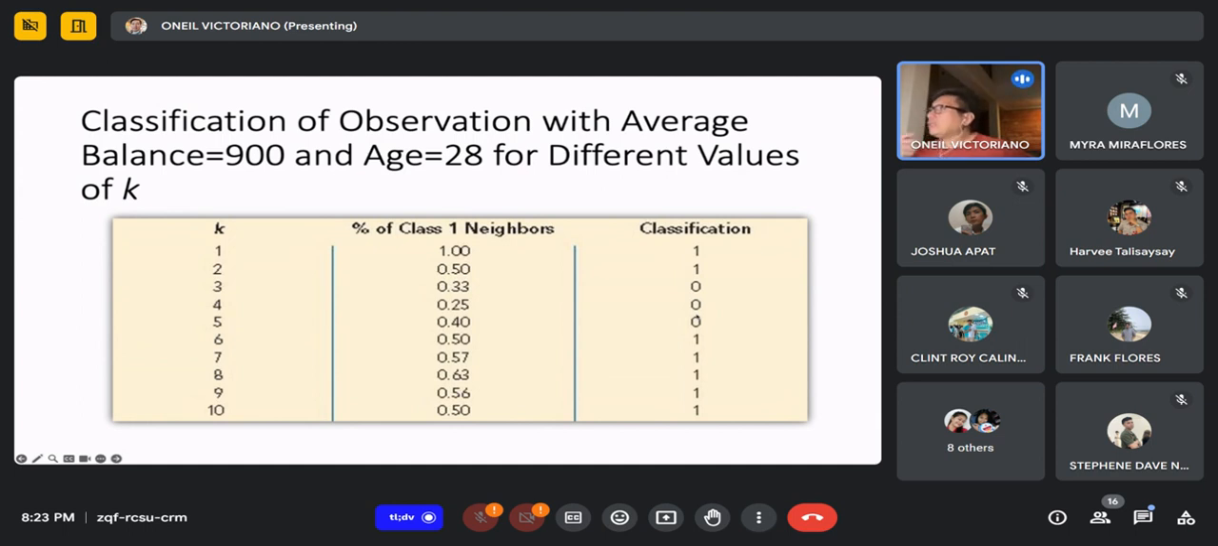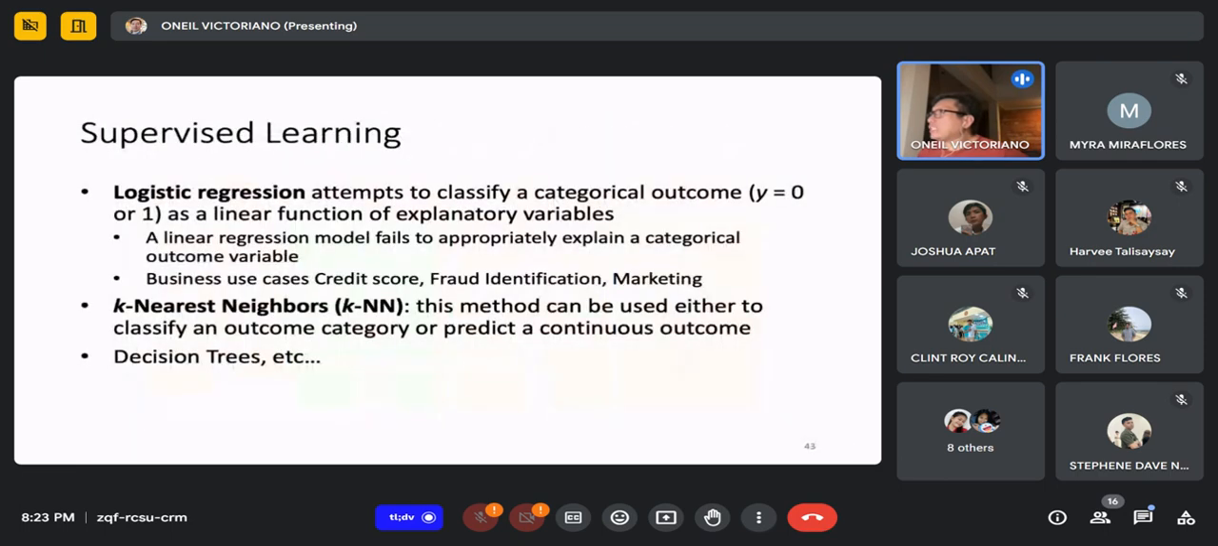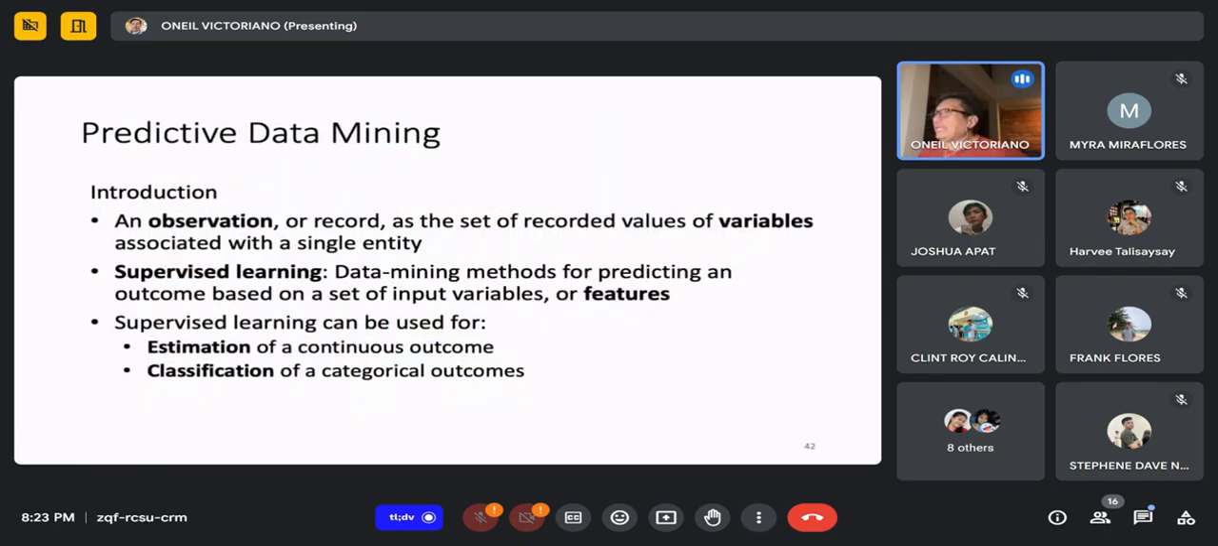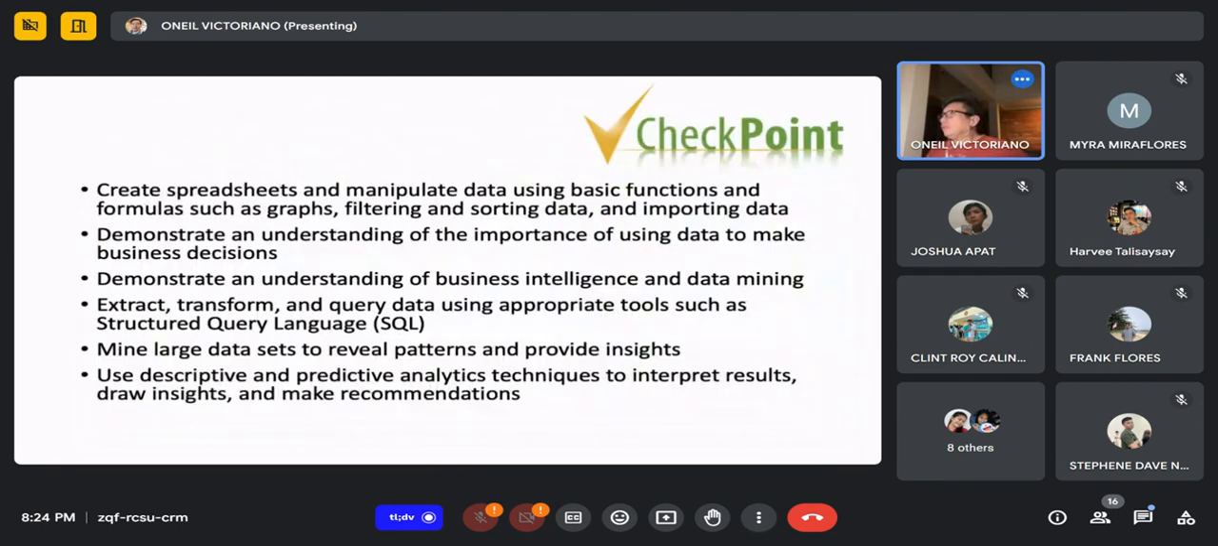So this is classification, meaning you be able to predict, no, kung pwede ba siya mag-loan or hindi. No? So meron ding average balance estimates or prediction over the k nearest neighbors. Okay, so this is just examples, no, but the idea here is that we know the description of predictive, prescriptive, and supervised and unsupervised. Okay, so that's the last slide, basically for the third topic.